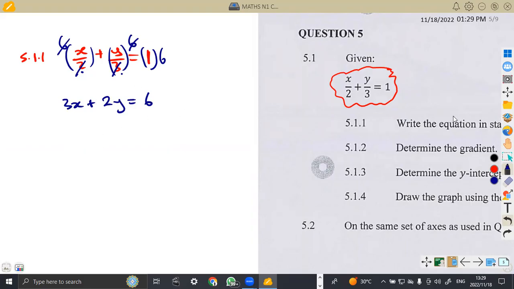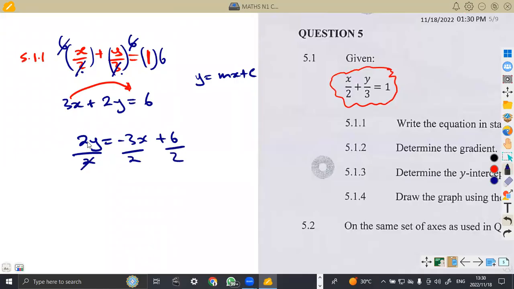So I can transpose. Remember, the format is y is equal to mx plus c. So that means 2y is equal to, we can transpose 3x to the other side of the equation, which is going to be minus 3x plus 6. So dividing by 2 both sides gives us the format of the equation, which is y is equal to minus 3 over 2x plus 6 divided by 2, which is 3. So that is the format that we are asked to write in.